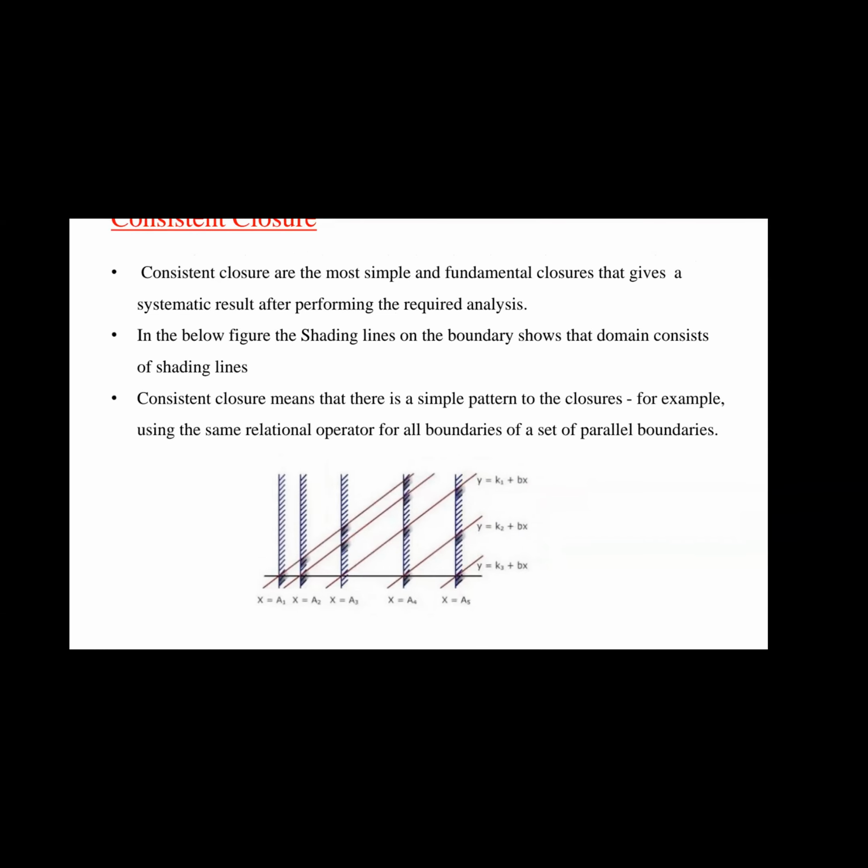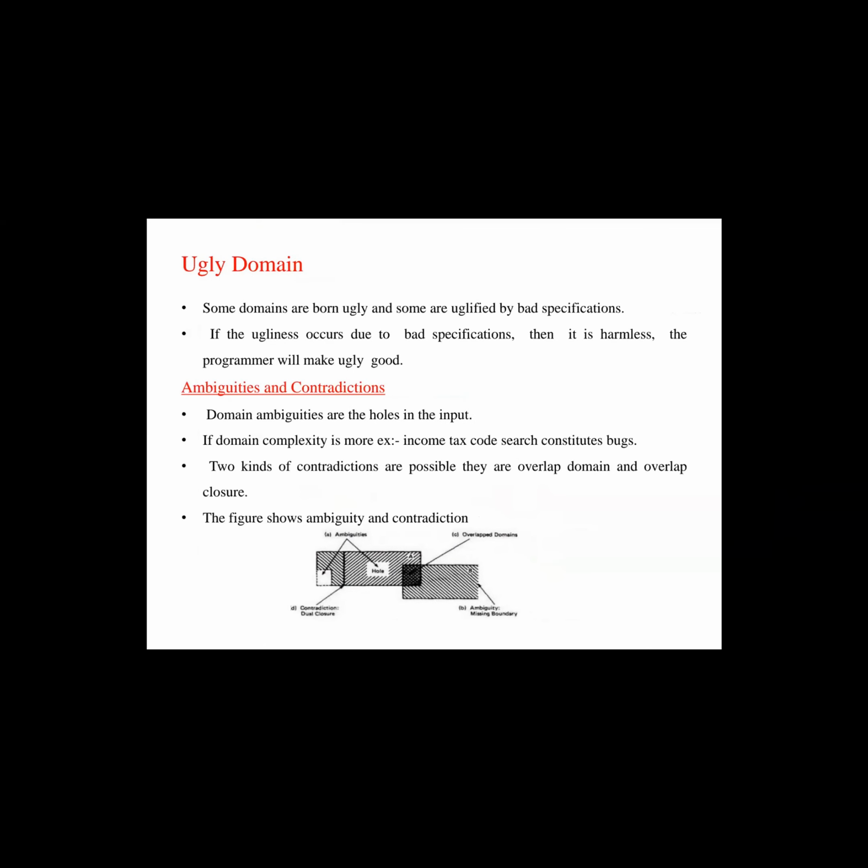Coming to the ugly domain. In the ugly domain, as the name itself says, it is ugly. That means the domains which do not have a complete boundary, a domain which does not link the points in between the convex. So the boundary does not have a systematic representation. It does not have a shaded consistent closure. These all come under the ugly domain.